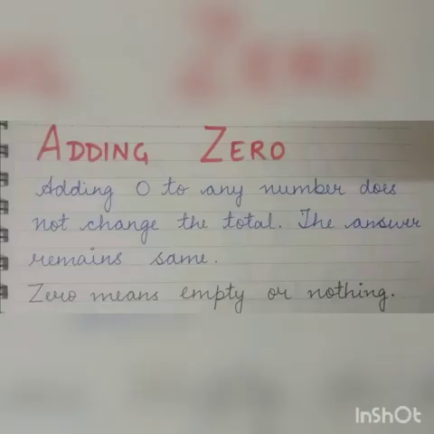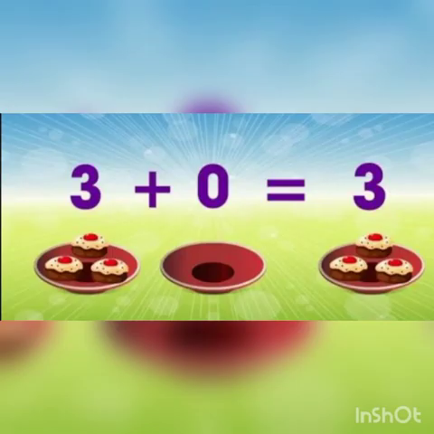Adding 0 to any number does not change the total. The answer will remain the same. 0 means empty or nothing. So for example, there are 3 cupcakes in one plate and there is nothing in another plate. So how much will be in total? That is 3. So 3 plus 0 is equal to 3. Understood? So if we add 0 with any number, the answer will remain the same.